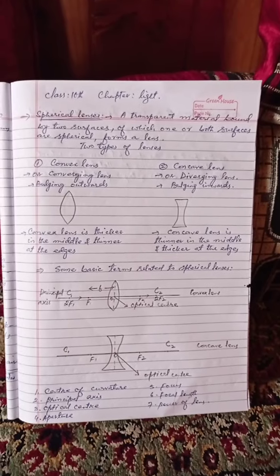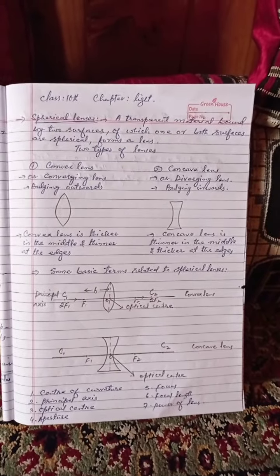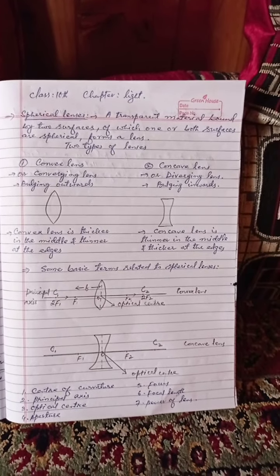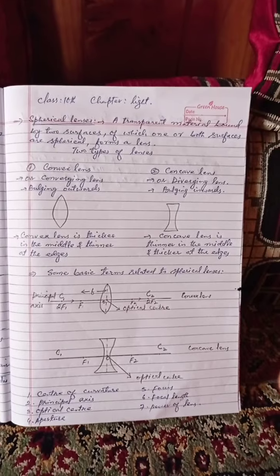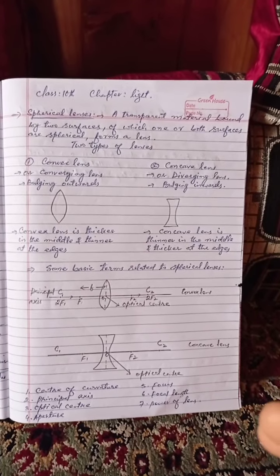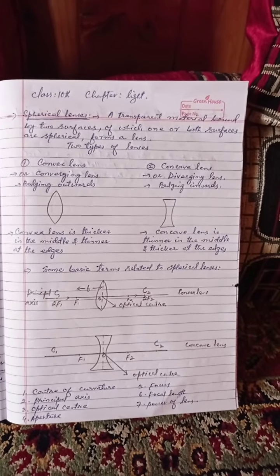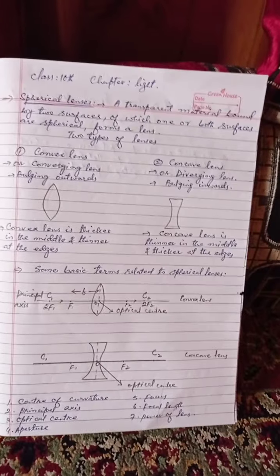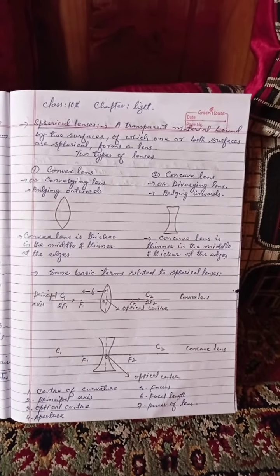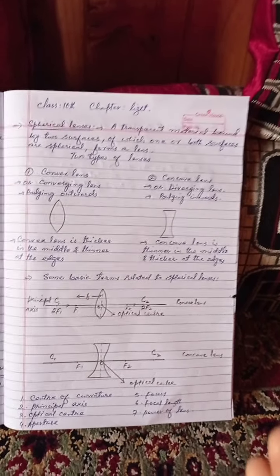In today's lecture, I gave you the basic concept about spherical lenses. What are spherical lenses, how they look, what is the difference between convex and concave lens, and what are the terms, like optical center, principal axis, focus, center of curvature, and the power of the lenses. So I think you have got this basic concept regarding spherical lenses in this lecture.